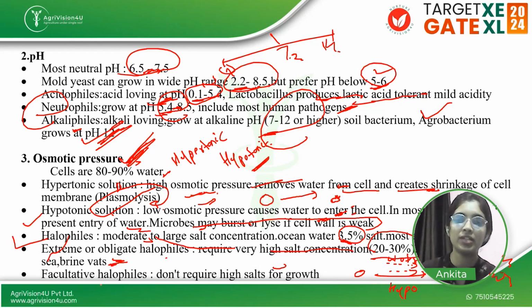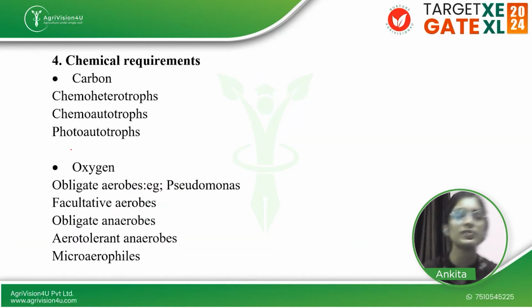Now, facultative halophiles, facultative means they do not require high salt for growth. They just adapt to the condition according to their requirement or the surrounding changes. So what is important is the temperature, pH, and osmotic pressure, how these conditions are required for the proper growth of your bacteria or the microbe.